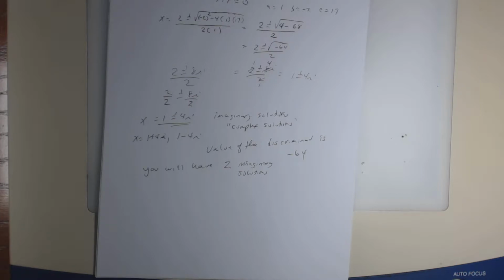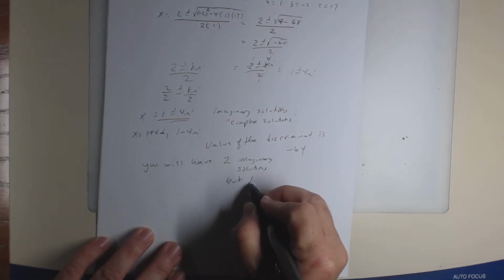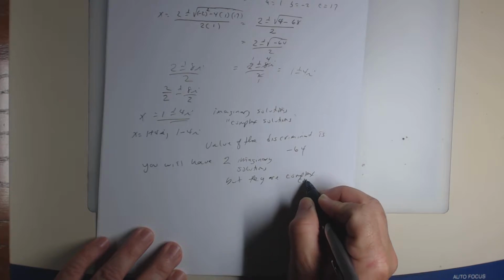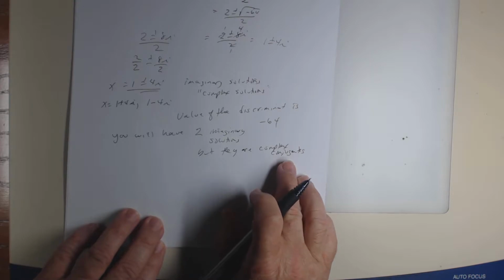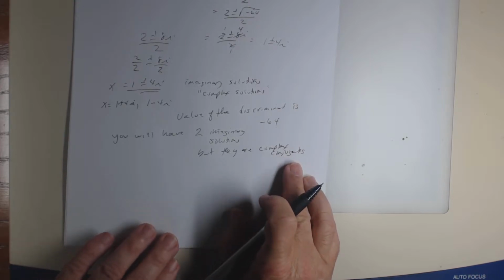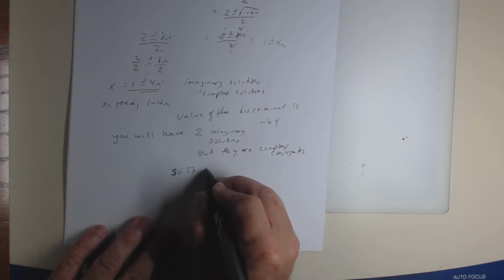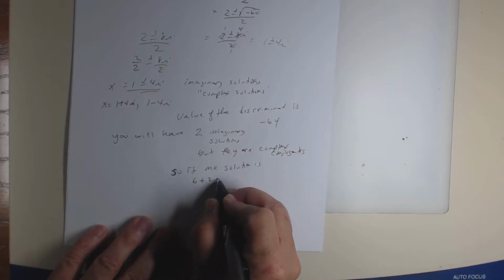So they always end up in pairs. So if one of my solutions was 3 plus 7i, then the other one's going to be what? 3 minus 7i. So right here, not only are they two imaginary solutions, but they are complex conjugates. So if one solution is 6 plus 2i, then what's the other?